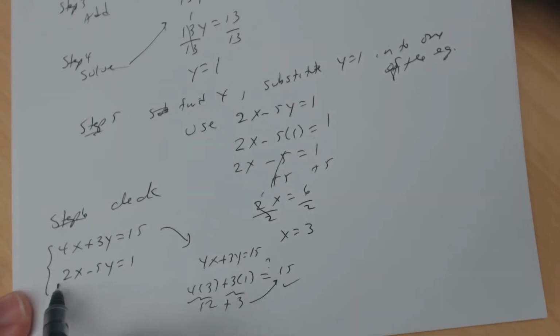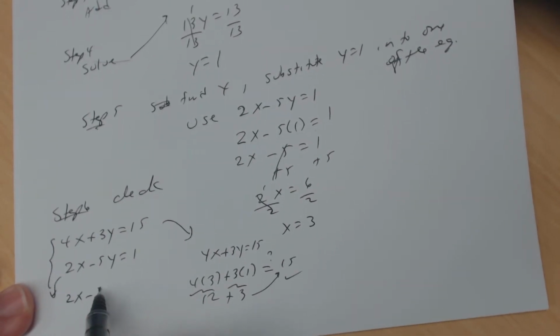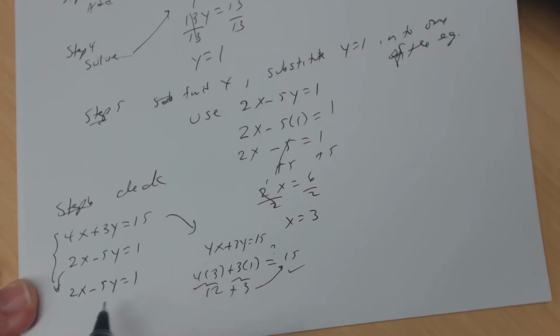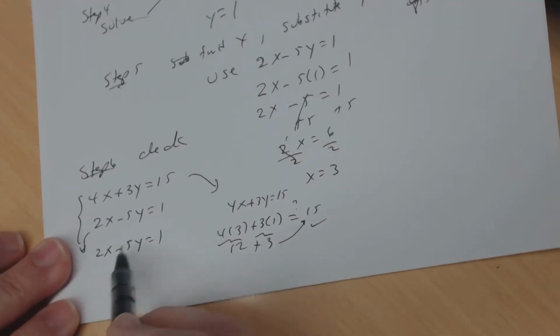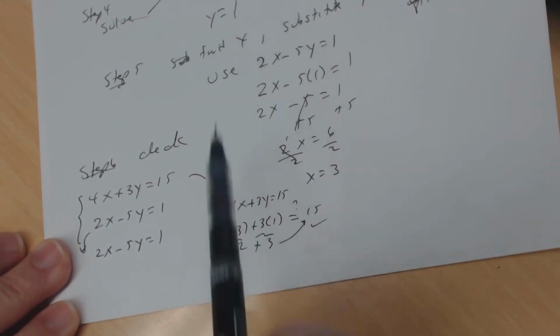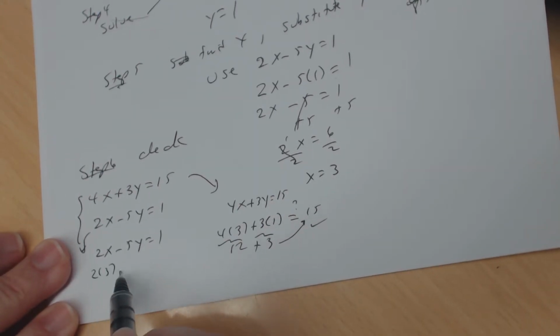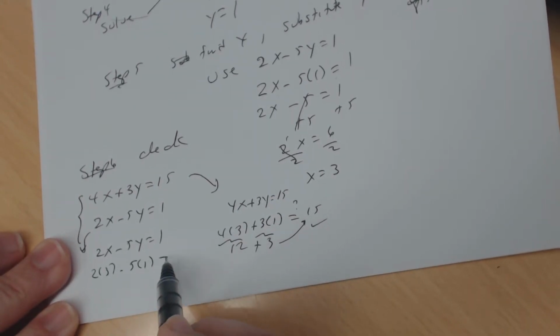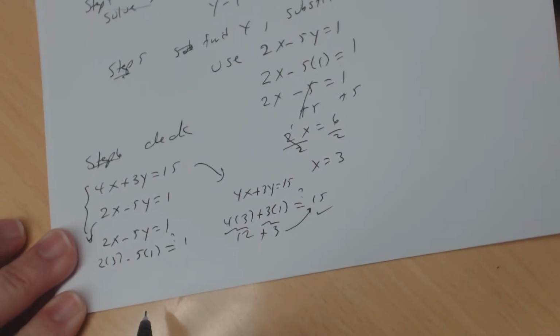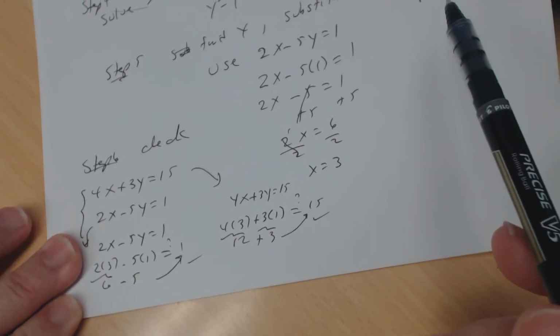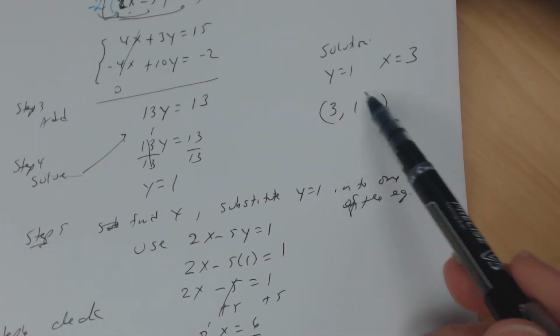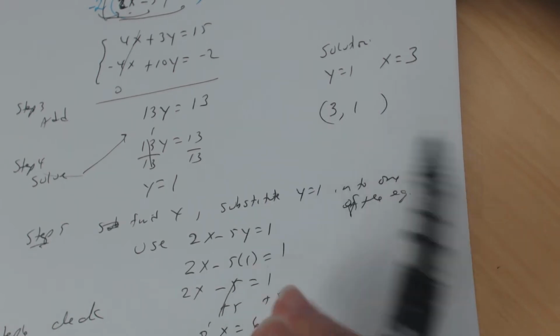Let's do this one. 2x minus 5y equal 1. That's the question. So is that equal to 1? Well, again, x is 3, y is 1. So 2 times 3 minus 5 times 1. And I want to see if that's equal to 1. Well, that's 6. That's 5. So 6 minus 5 is equal to 1. So (3, 1) is your solution.